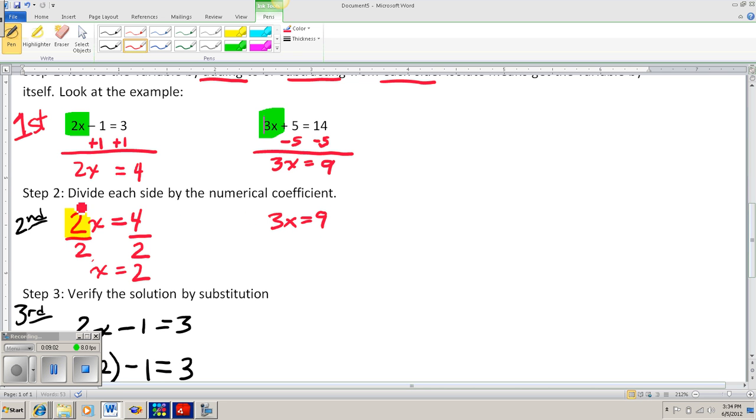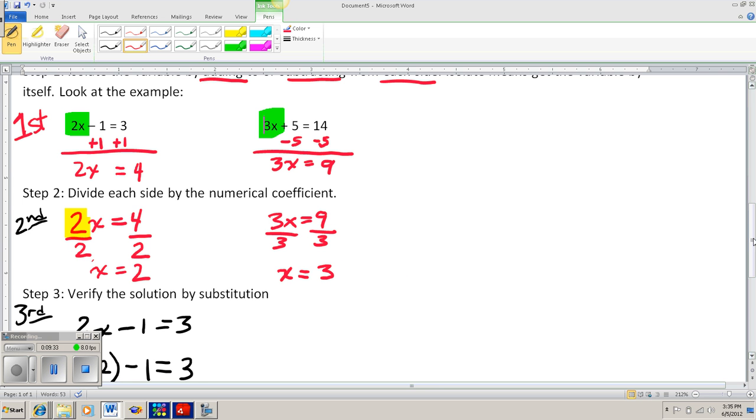Now this says divide each side by the numerical coefficient. Okay, so the numerical coefficient is the number next to the variable. Here it's 3. So I'm going to divide each side by 3. And I do it fraction style. Don't use the little dot dot and a line through it. So 3x divided by 3, 3 divided by 3 is 1. So we just get x on the left side. And 9 divided by 3 is 3.